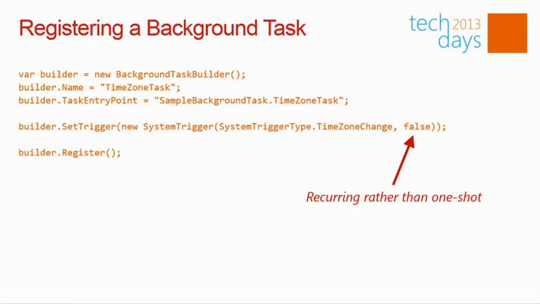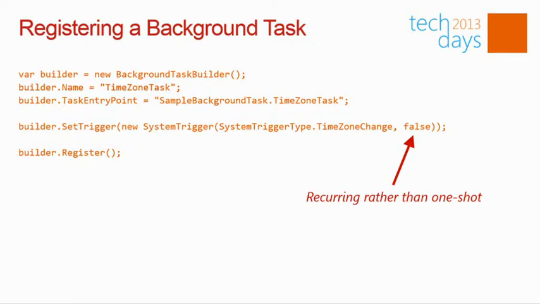The next thing you do is you call SetTrigger on the background task builder object. You only call this once. The trigger is what tells the operating system when to run your task in the background. Now, there are several different types of triggers. We're going to talk about those in this session this morning.